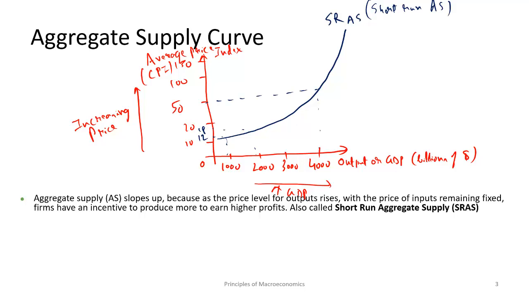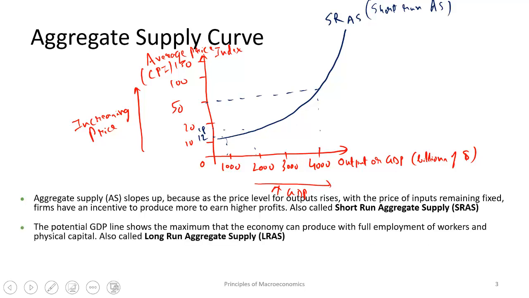Another concept that I would like to introduce to you is the concept of potential GDP. Now, what is potential GDP? Potential GDP shows the maximum that the economy can produce with full employment of workers and physical capital. It's also called long-run aggregate supply. So potential GDP is an ideal situation: the maximum a country can produce if we are utilizing our resources to the fullest extent possible, which means we are utilizing all the labor force and all the resources we have. That's the maximum we can do.